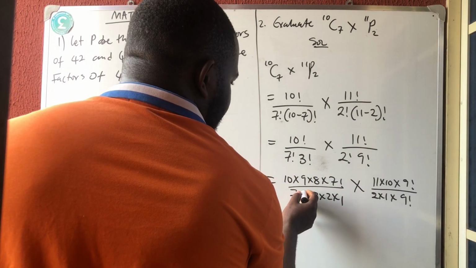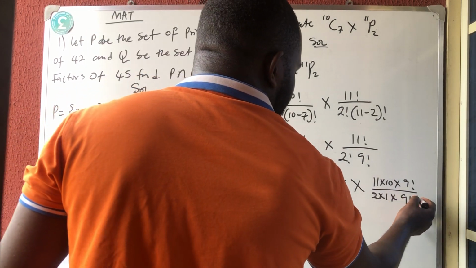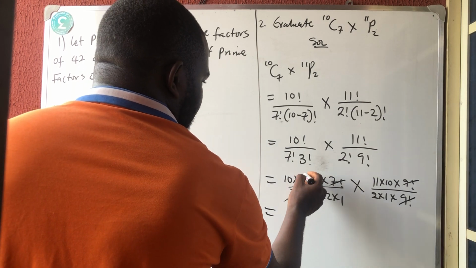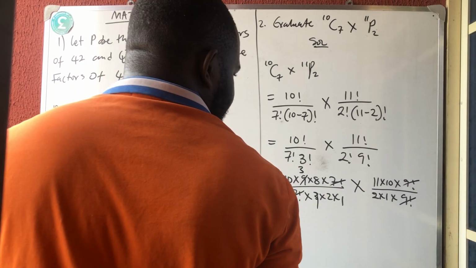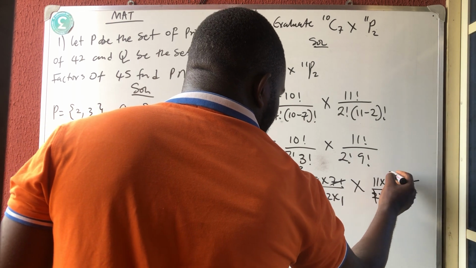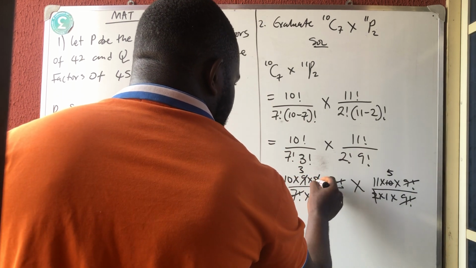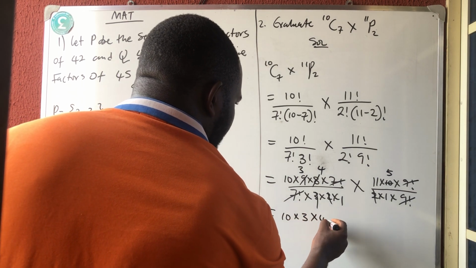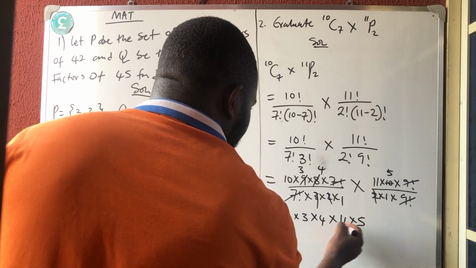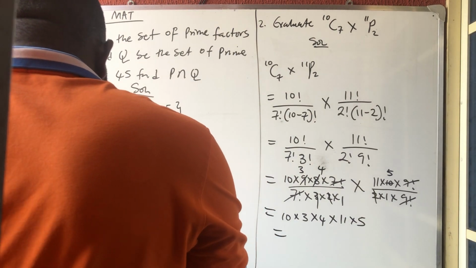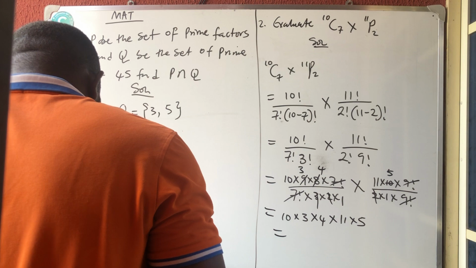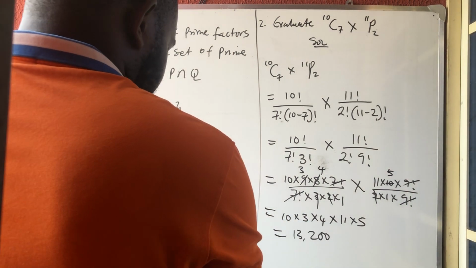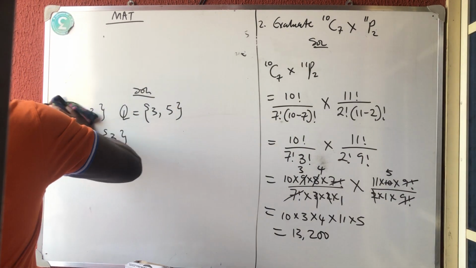So that's the same thing here. 7 factorial can cancel 7 factorial. 9 factorial can cancel 9 factorial. And in fact, 3 can take care of 9 here to have 3 here. And 2 can take care of this to have 5. And 2 can take care of this to have 4. So I'm left with 10 times 3 times 4 times 11 times 5. Okay? And if you do this, you are going to have 13,200. Okay? 13,200.